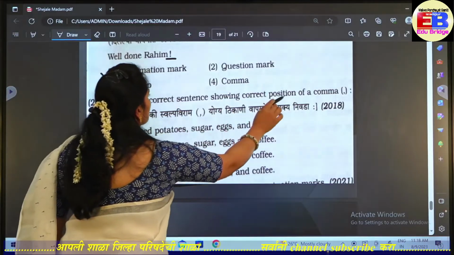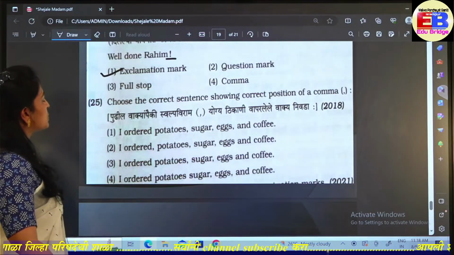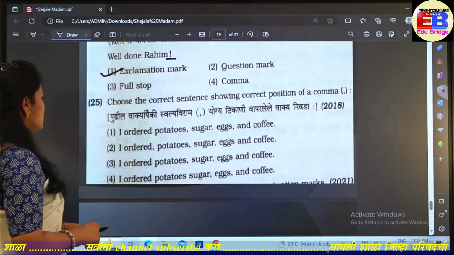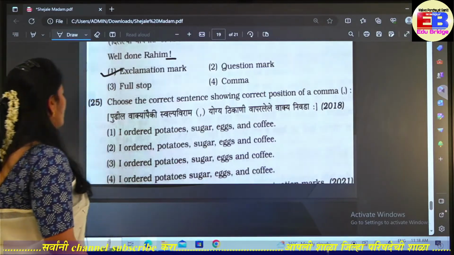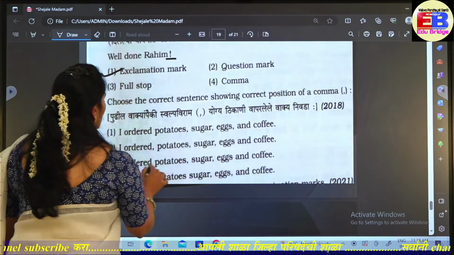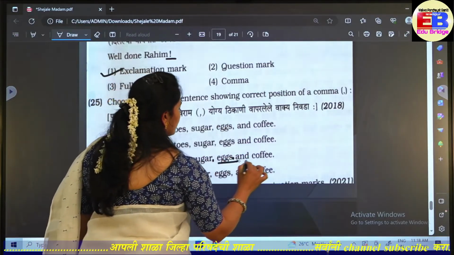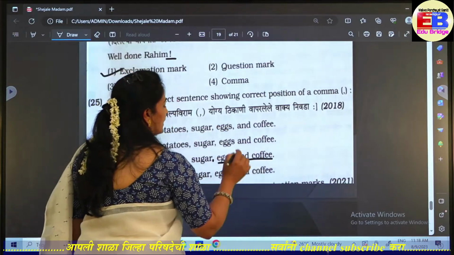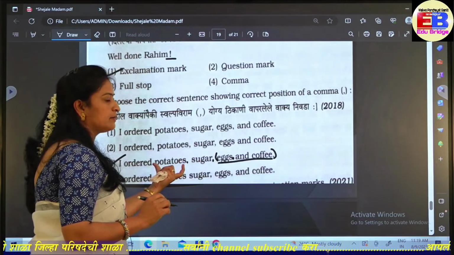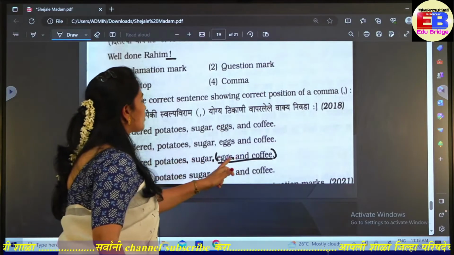Choose the correct sentence showing the correct position of comma. I ordered potatoes, sugar, eggs and coffee. So where should the comma be? The third option is right. There is no need to write a comma after eggs. It is wrong. Whenever we read before and after the word and, we won't use a comma here. Potatoes are different, sugar is different, and here both are different but joined with an and, a coordinating conjunction. When items are joined by a coordinating conjunction, the comma does not come here.